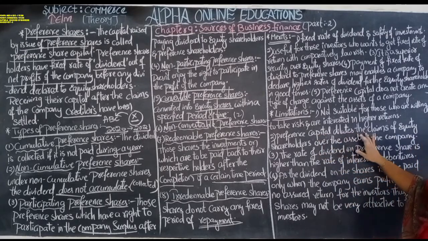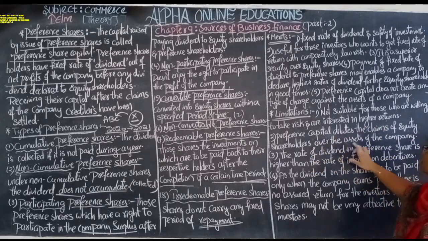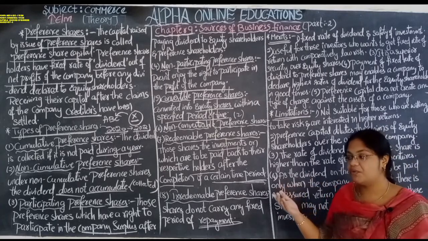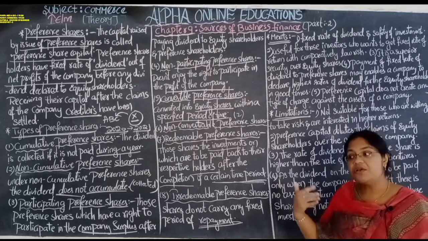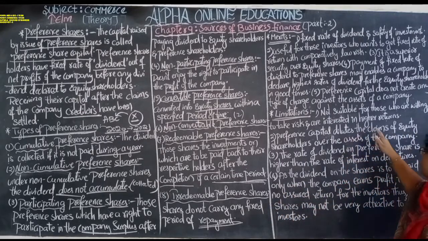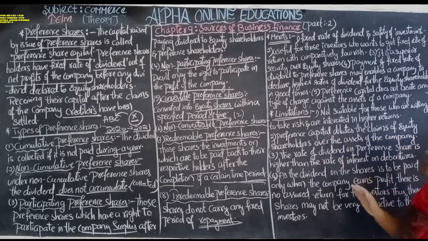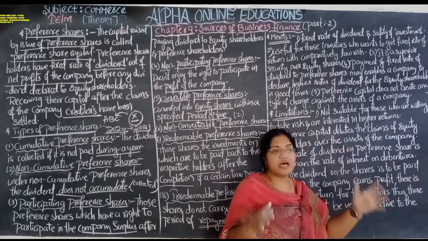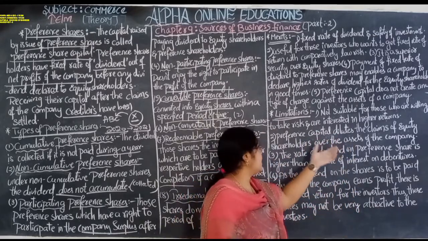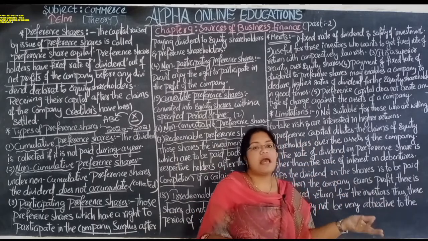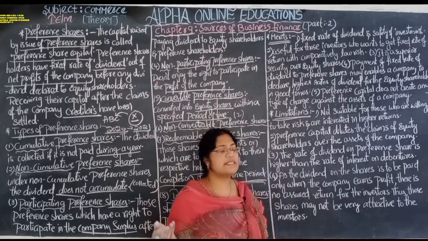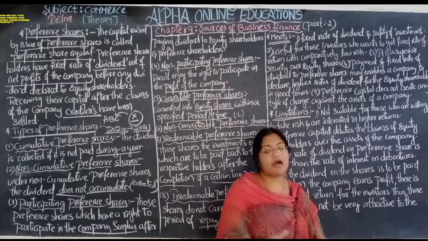Preference capital dilutes the claims of the equity shareholders over the assets of the company. Preference shareholders also bring capital. When preference capital is brought, the company will purchase more assets, so the equity shareholders can claim a larger amount over the assets of the company. Means when they are selling some very old assets, the equity shareholders will get more amount from those assets.